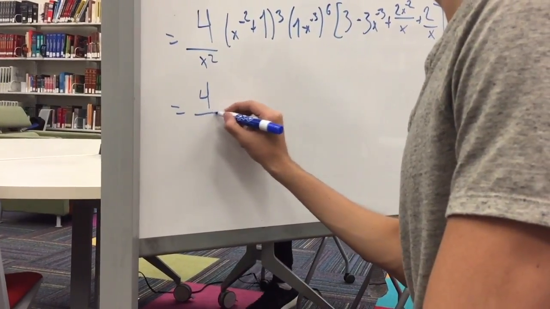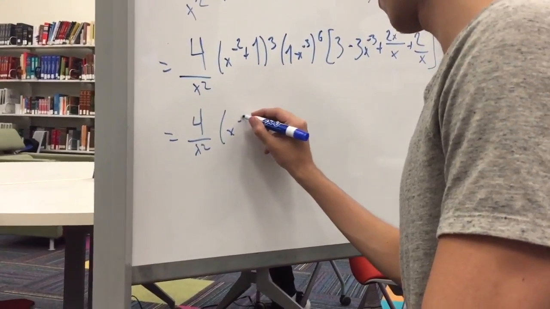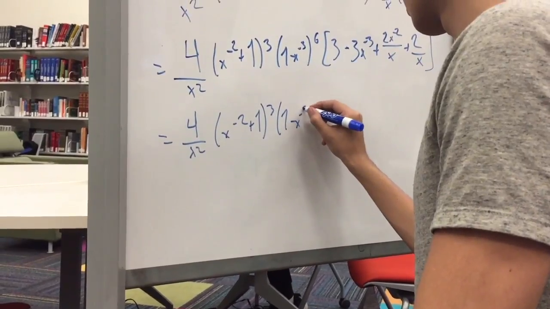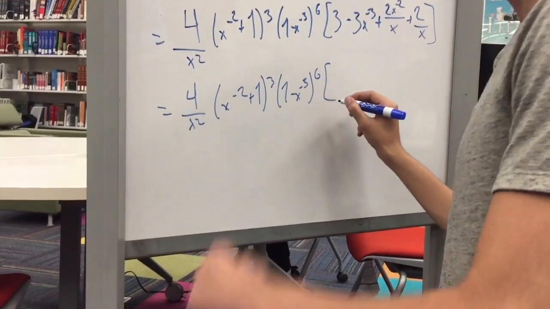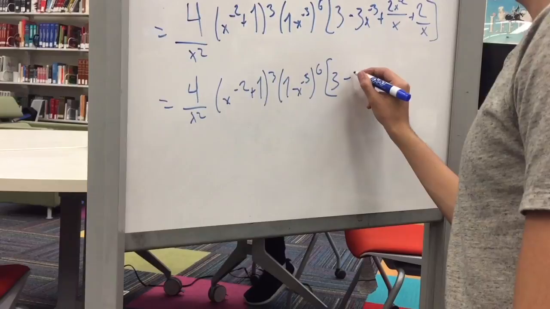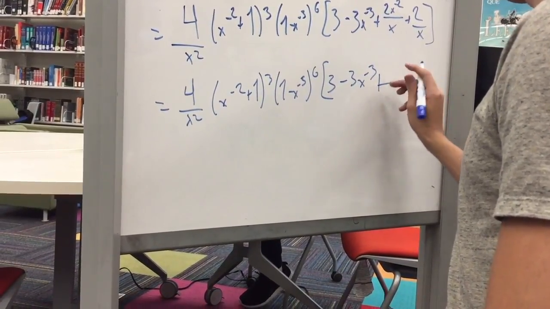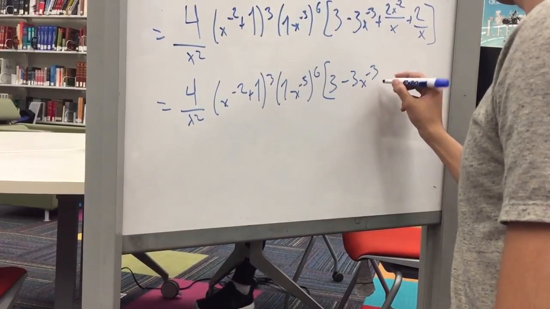In the last step, we rewrite everything but the last two values, which are 2x to the negative 2 over x and 2 over x. We join them since the denominator is the same, and we get 2 times 2x to the negative 2 over x, and with that we get our final result.